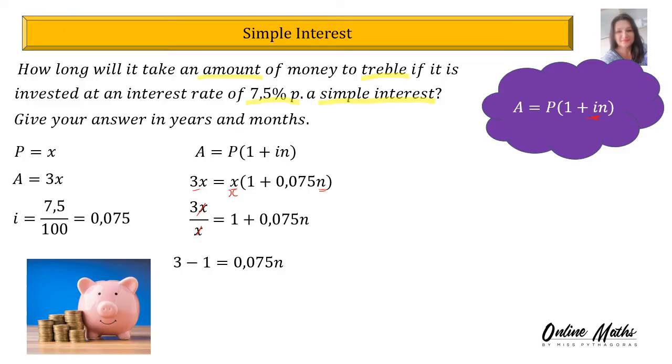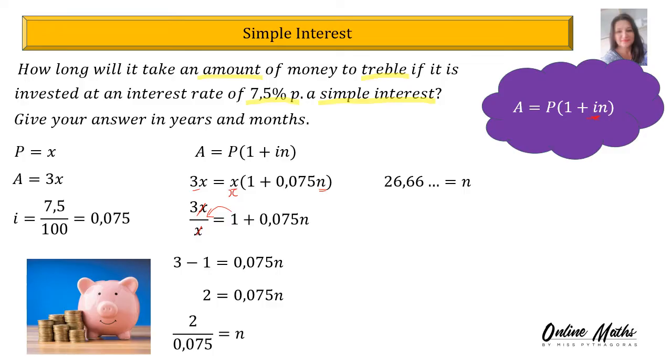And in the next step, I can bring the 1 across. It becomes minus 1. So 3 minus 1, 2 is 0.075n. Divide away the 0.075 both sides, and we find n is 26.66. And remember, nowhere inside your sum are you allowed to round off. We will only round off the final answer every time.